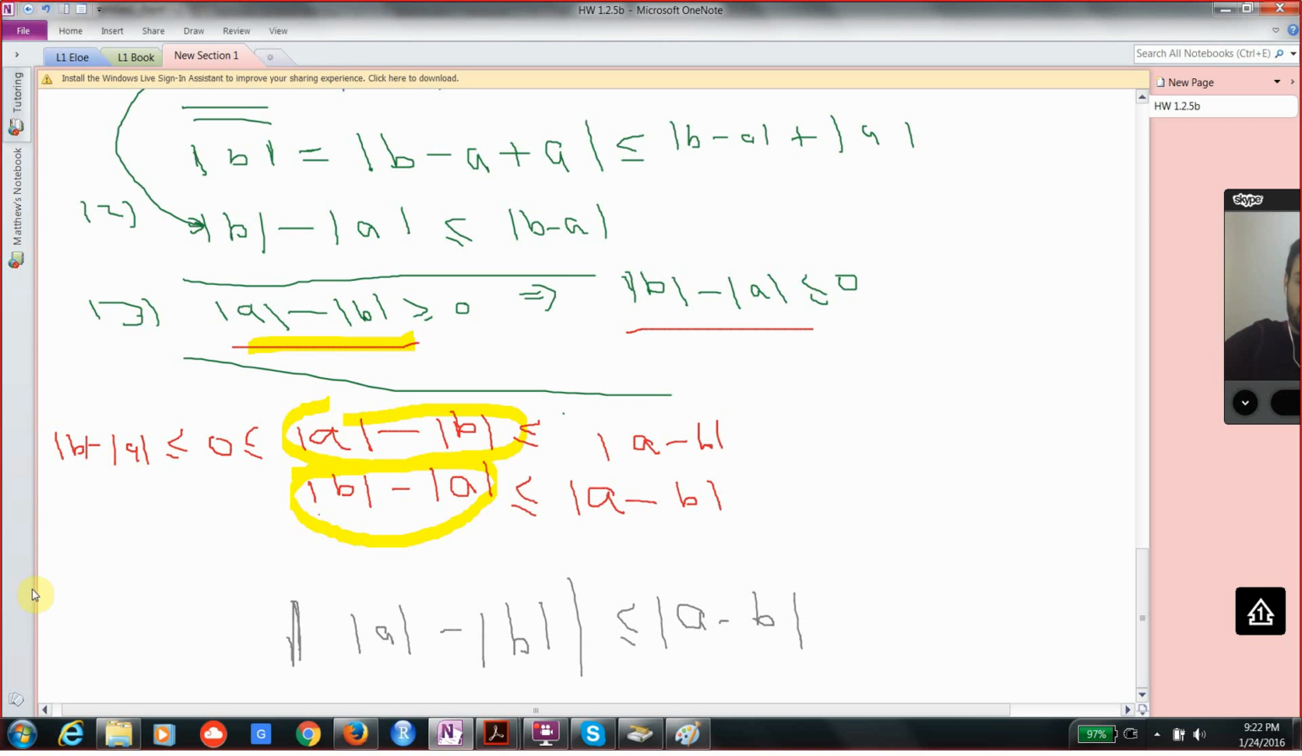It's kind of tricky. These are little tricks you learn. You're not expected to know these. Nobody knows these at the beginning.